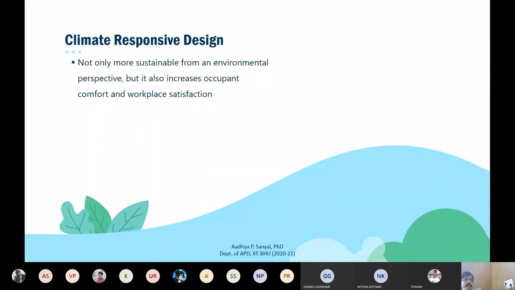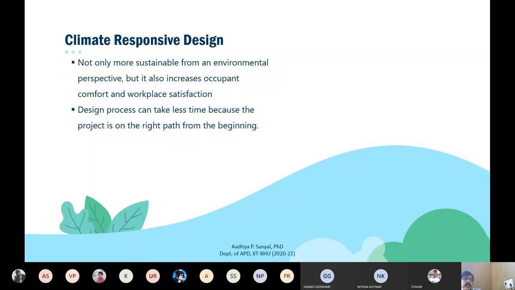So when you talk about climate responsive design, it is not only more sustainable from an environmental perspective, but it also increases the occupant comfort and the workplace satisfaction. See, the room now in which I am sitting is air conditioned and running at around 18 degrees Celsius, I believe. The indoor temperature is now 18 degrees Celsius, whereas the outdoor temperature is at present, I believe, 24 degrees Celsius. I don't need an AC in this condition. I am feeling rather chilly. So my comfort level is not that much. I would rather expect that the outdoor environment be brought in, the natural air be brought into my indoors.